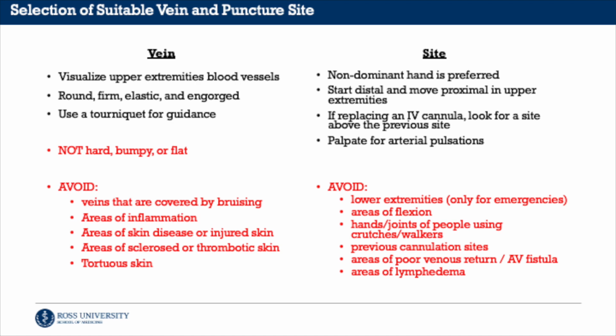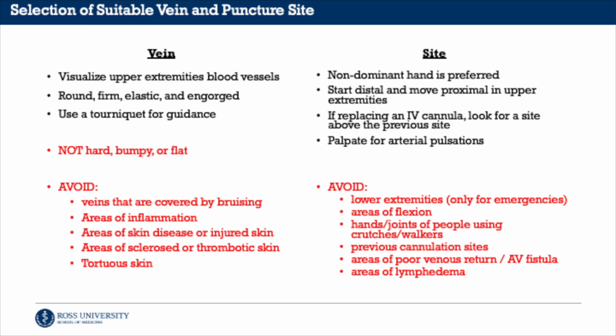When choosing a site, there are multiple things to consider. Generally, the non-dominant hand is preferred, but it's always a common courtesy to ask the patient which hand they prefer. You always want to start distal and move proximal in the upper extremities. If replacing an IV cannula, look for a site above the previous site. You should also palpate for arterial pulsations, making sure that you avoid the arteries.